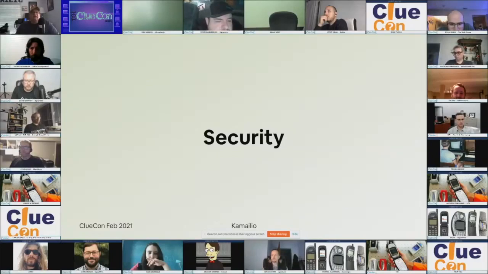So the first aspect is security. So let's offload, or outsource, some of the security features of FreeSwitch to Kamailio.